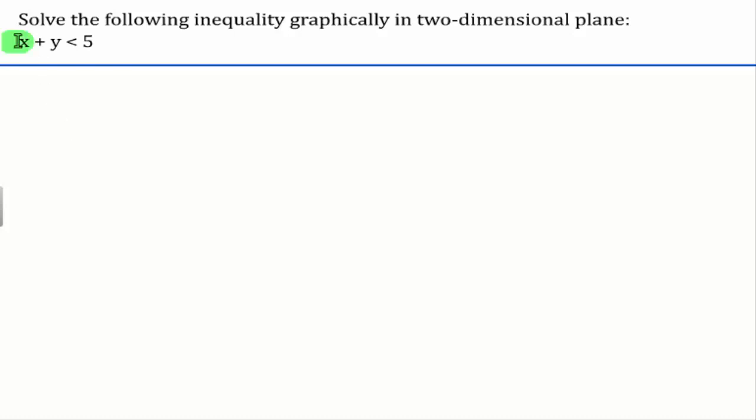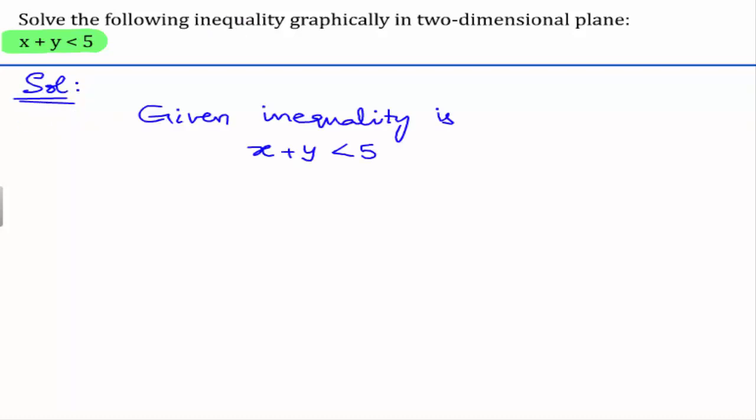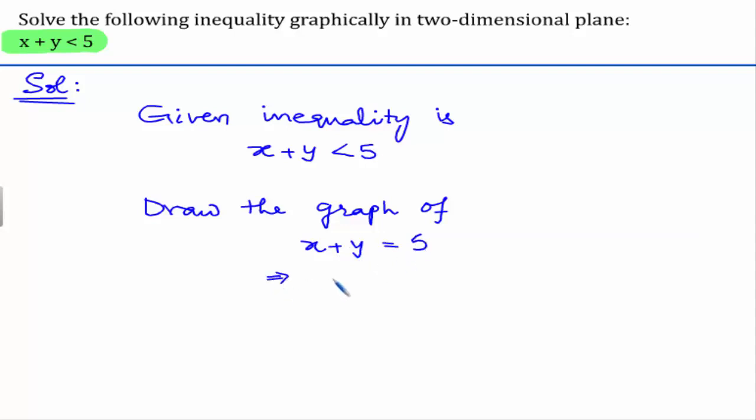In this question, we need to solve the given inequality using the graph. Let us see the solution for this. So the given inequality is x plus y less than 5. To find out the solution of this inequality, we have to draw the graph of x plus y is equal to 5. So on further simplification, it will be y is equal to 5 minus x.